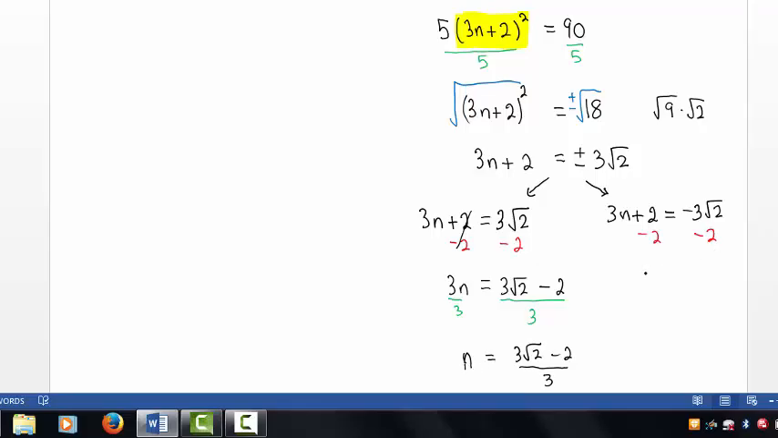It'll look much the same for the second equation. We have 3n equals negative 3 square root of 2 minus 2, and then dividing both sides by 3, we have n equals negative 3 square root of 2 minus 2, all divided by 3. Those are our two solutions for this equation.